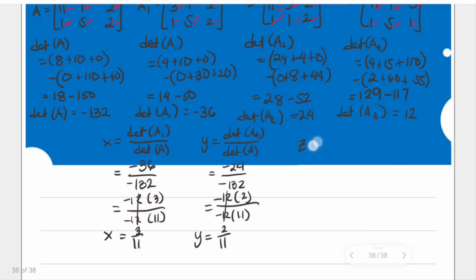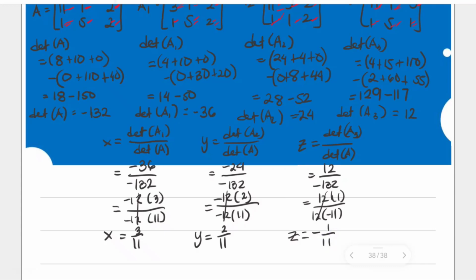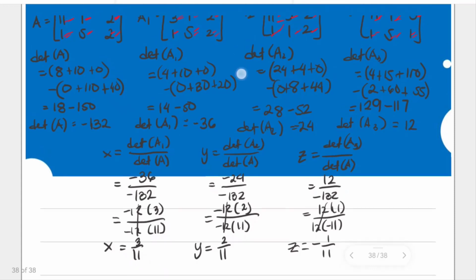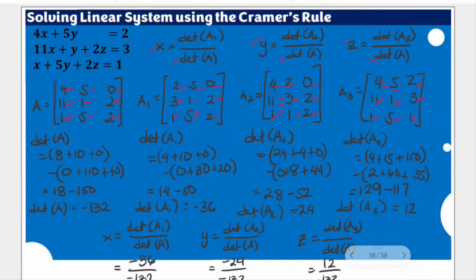And for z, this is the determinant of A sub 3 over the determinant of A. So you will have positive 12 over negative 132. So that's 12 times 1, and 12 times negative 11. You cancel that out. Z is negative 1 over 11. And these are the results for the variables for this given linear system after using Cramer's rule.